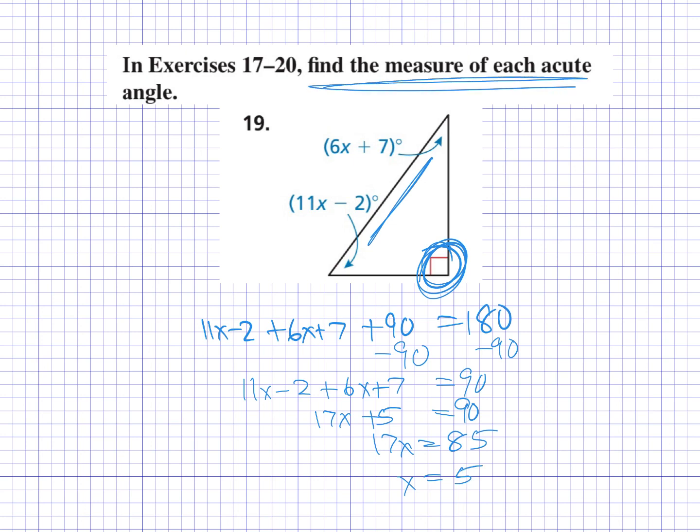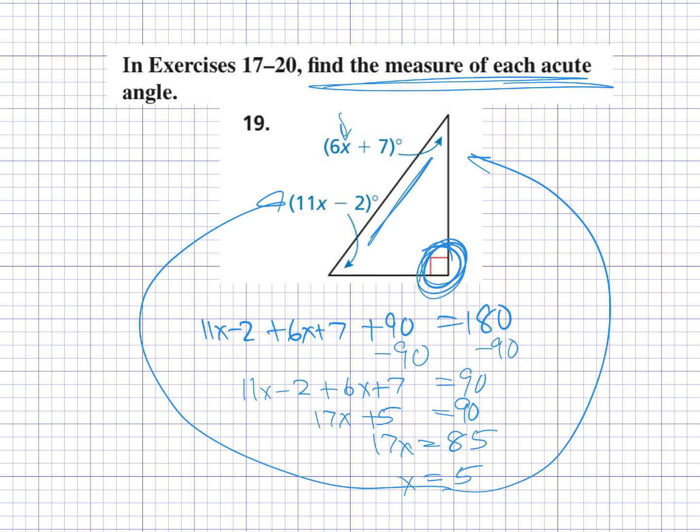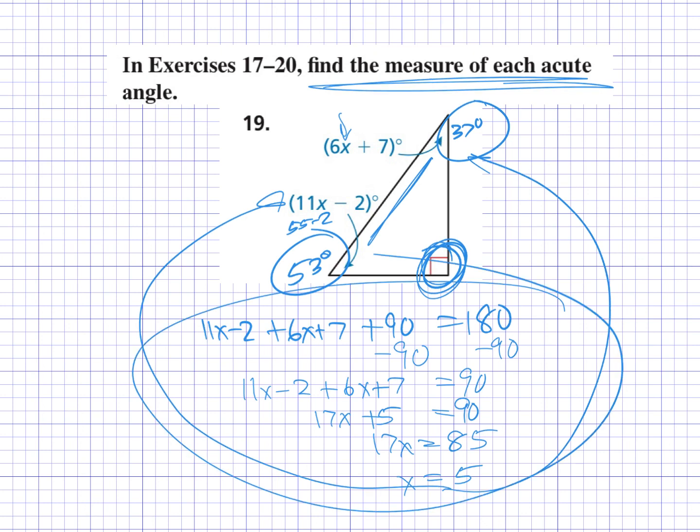Now, find the measure of each acute angle. So you've got to plug 5 into each of your x's. 6 times 5 is 30. 30 plus 7 is 37 degrees. 11 times 5 is 55. 55 minus 2 is 53 degrees. So those would be the two correct answers, and you would need to show all that work.